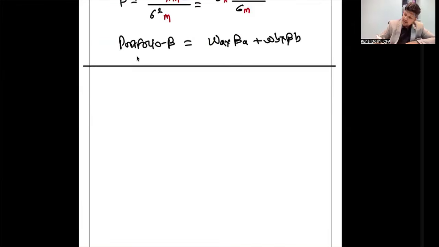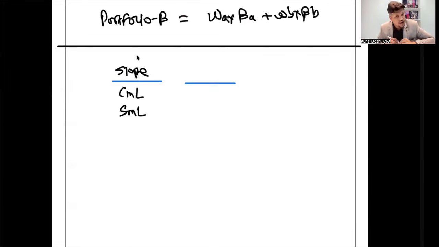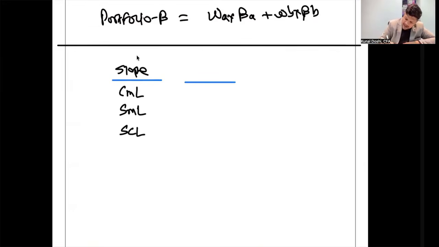Now, I want the class to help me. Are you ready to help me? There's no formula, but you have to tell me the slopes. Give me the three slopes, sorry. Slope of CML, slope of SML. SML is the security market line or CAPM, and the security characteristic line. These are my lines. And what is the slope of it? The slope of CML is nothing but the Sharpe ratio of the market.